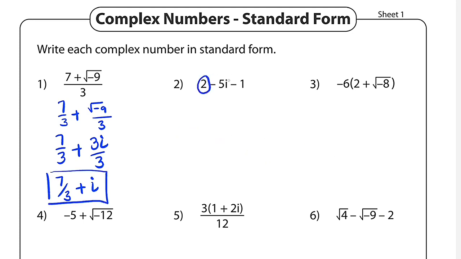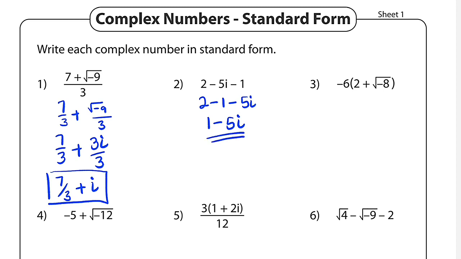We have a real number, an imaginary part, and also another real number. So we are going to bring the real numbers together. So we have 2 minus 1, then minus 5i. 2 minus 1 is 1, so we have 1 minus 5i written in standard form.